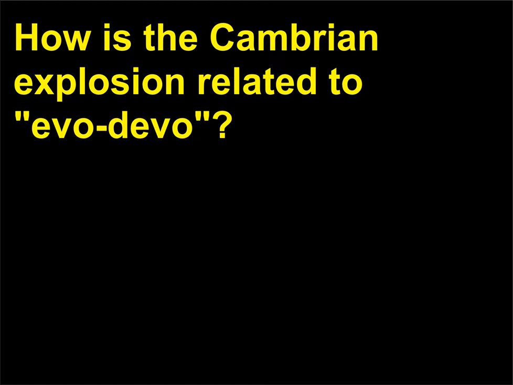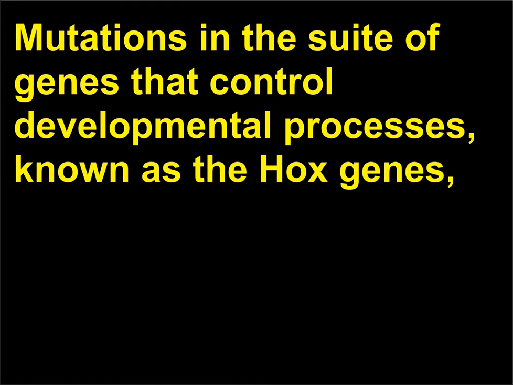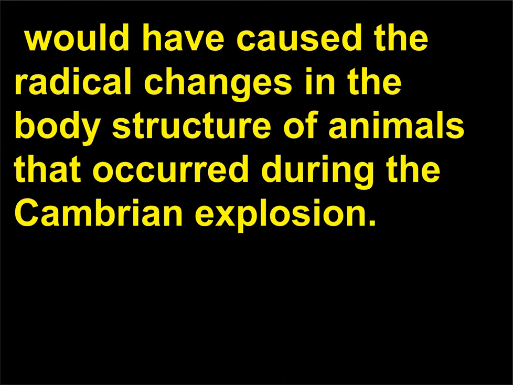How is the Cambrian explosion related to Evo-devo? Mutations in the suite of genes that control developmental processes, known as the HOX genes, would have caused the radical changes in the body structure of animals that occurred during the Cambrian explosion.